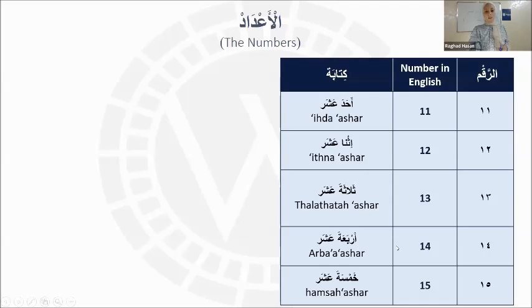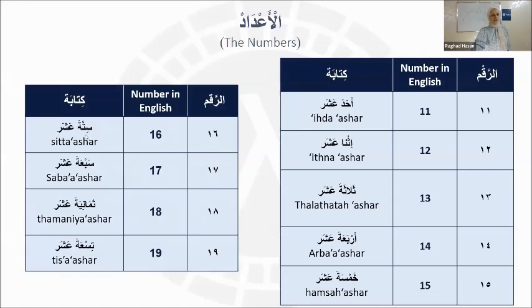أربعة عشر، 14، أربعة عشر، خمسة عشر، 15، ستة عشر. I just put ستة like six, and then I put عشر. So ستة عشر means 16. سبعة عشر، 17. ثمانية عشر، 18. And 19 is tis'ata ashar.